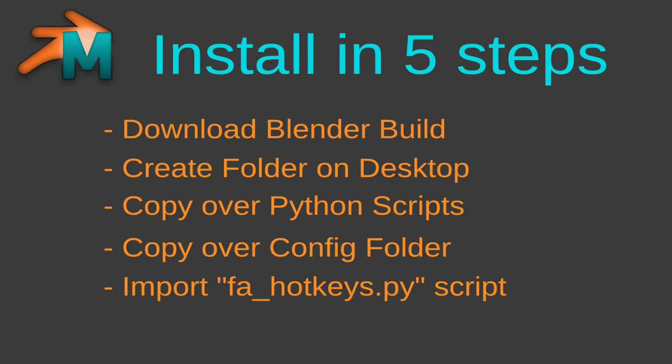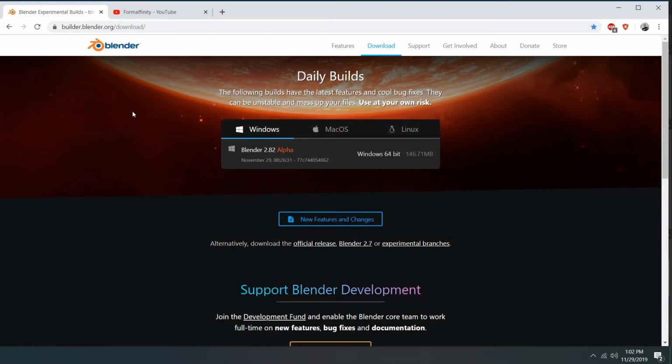Okay, so step 1 will be from the builder.blender.org in the download section. We want to grab whatever build we're on. So right now, at the date of this video, we are on Blender 2.82 alpha. This config works with Windows and Linux. It's currently not supported on Mac. Some users have been able to get to work with Mac, but currently not supported there.